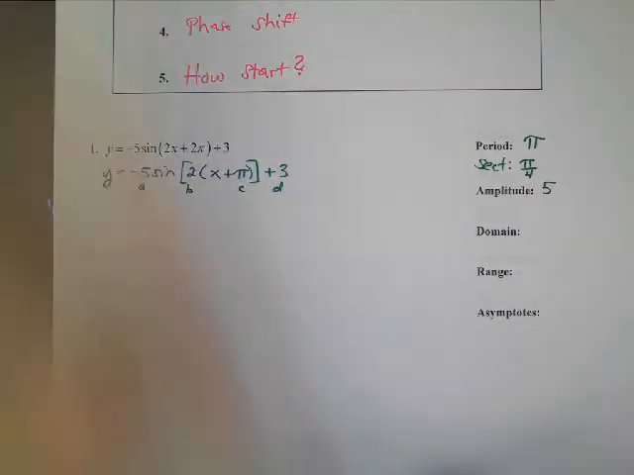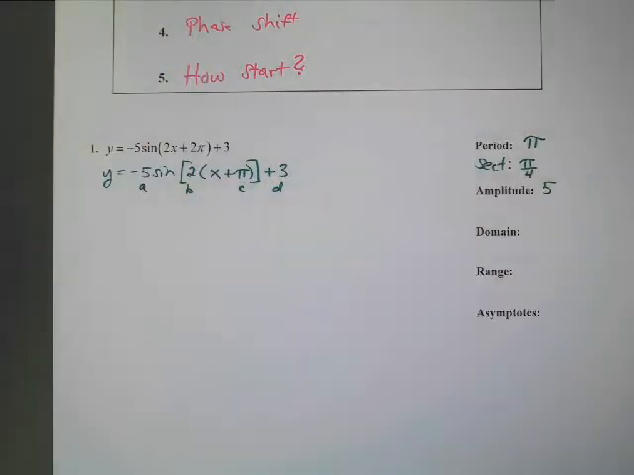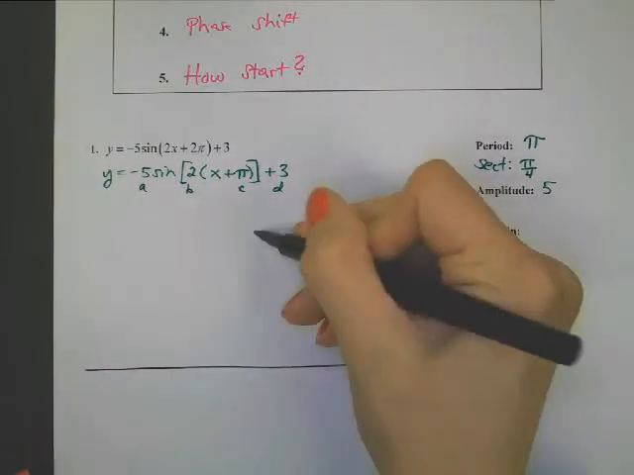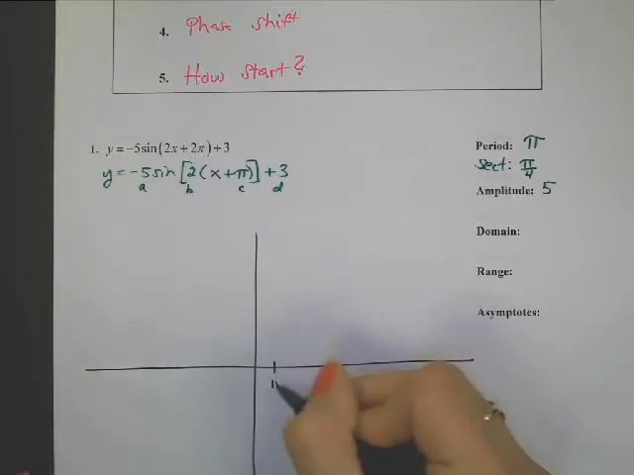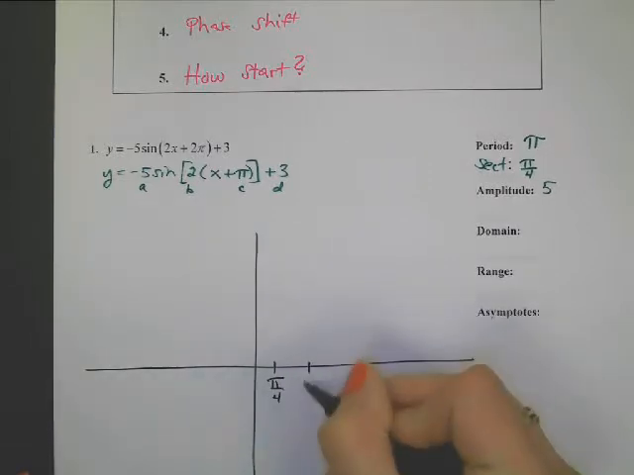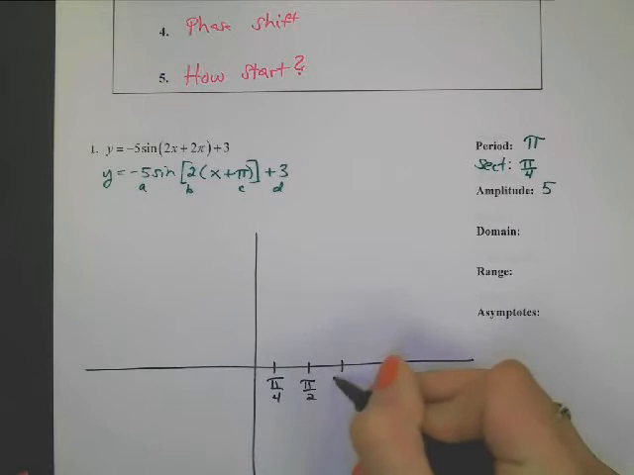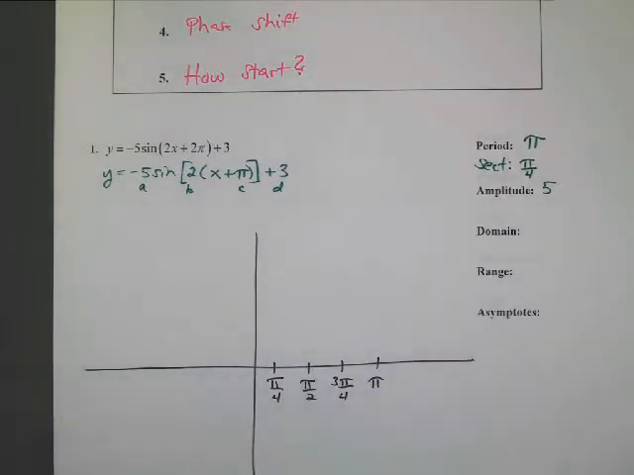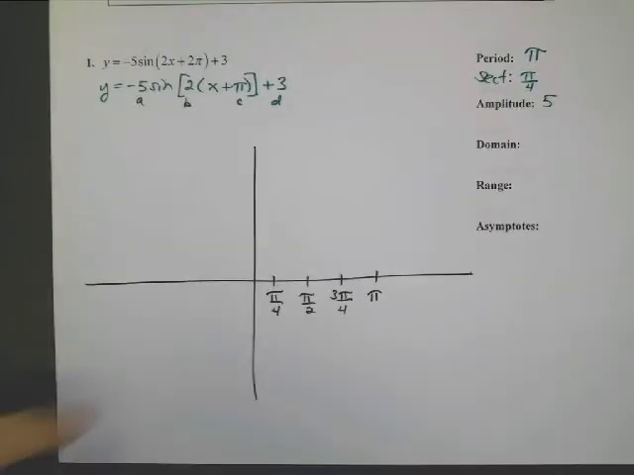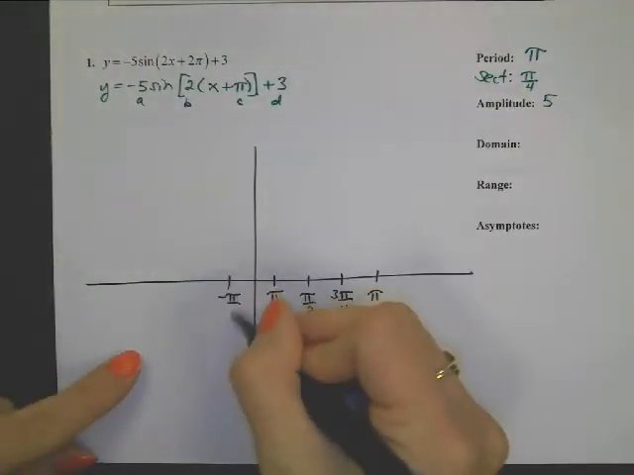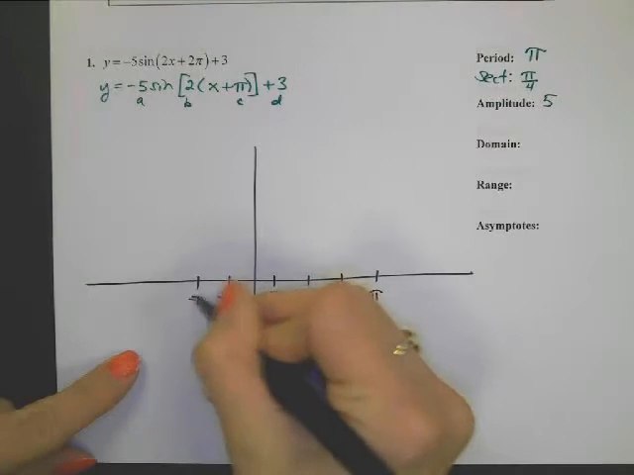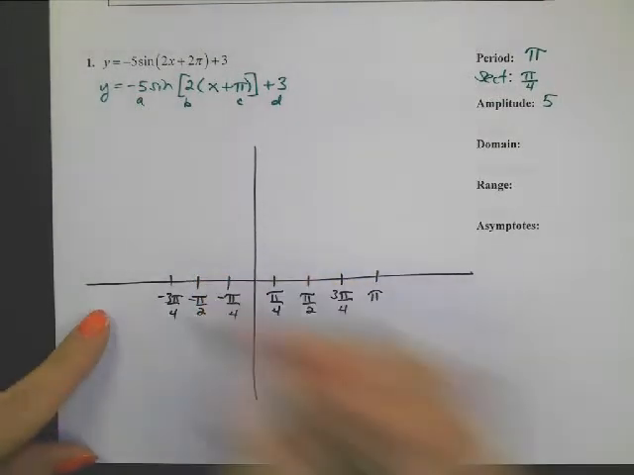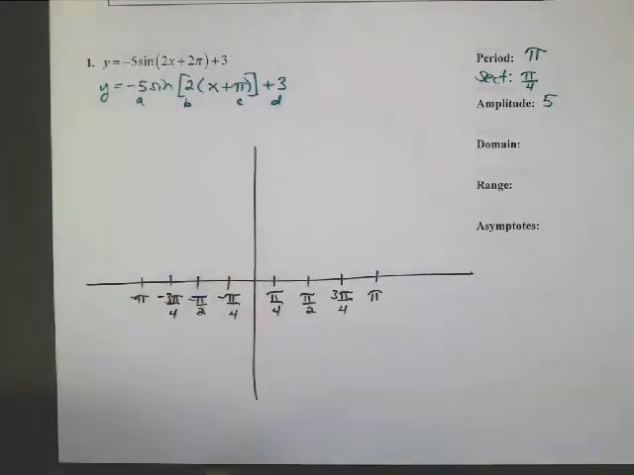The first step up here says find the period and the section and label your x-axis. Okay, let's do that. Let's label the x-axis. 1 out of 4, 2 out of 4, 3 out of 4, and 4 out of 4. Good for a period of pi. Let's go ahead and copy this to the left. Negative pi over 4, negative pi over 2, negative 3 pi over 4, and negative pi.